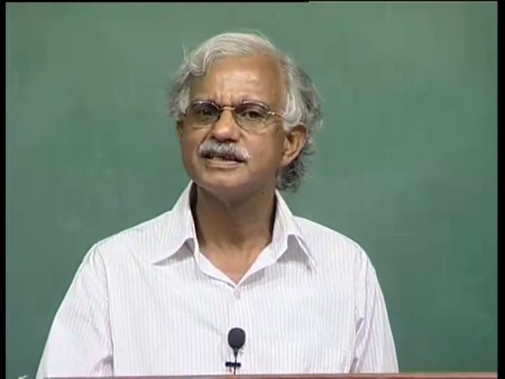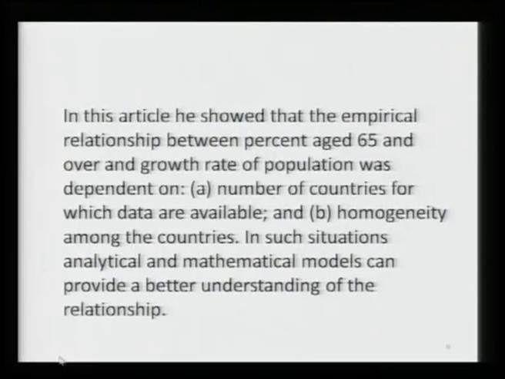In this article, he showed that the empirical relationship between percent aged 65 and over and growth rate of population was dependent on the number of countries for which data are available, and homogeneity among the countries, whether all the countries are similar or different. In such situations, analytical and mathematical models can provide a better understanding of the relationship. This is what he argued.